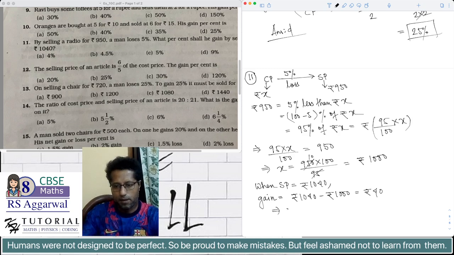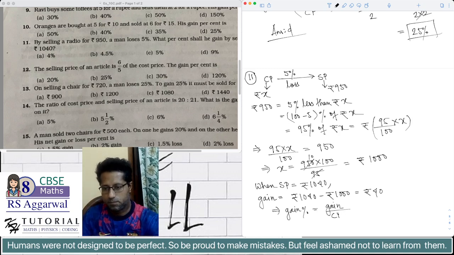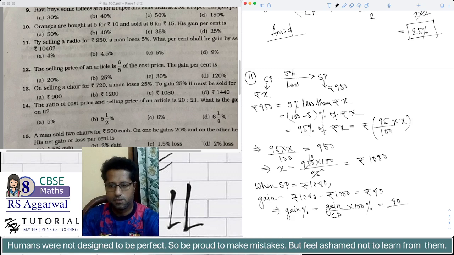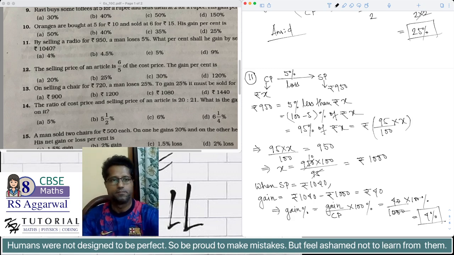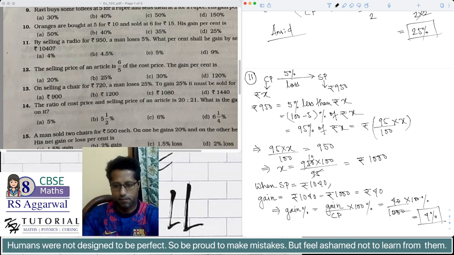Therefore, gain percent is equal to gain divided by cost price multiplied by 100, this much percentage. This is equal to 40 is the gain, cost price is 1000, and we have multiplied by 100 this much percentage. So 1000 cancels out. This is equal to 4%. So there will be a gain percent of 4%, and hence the correct choice is A.